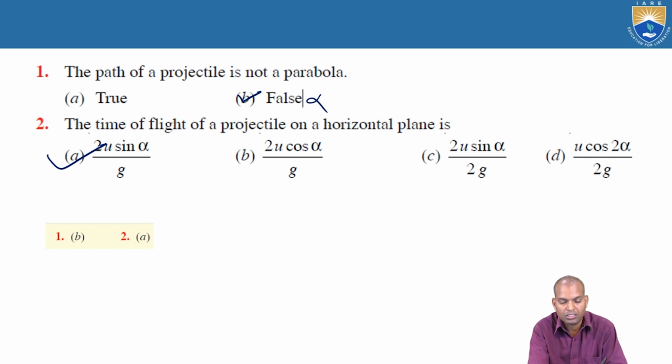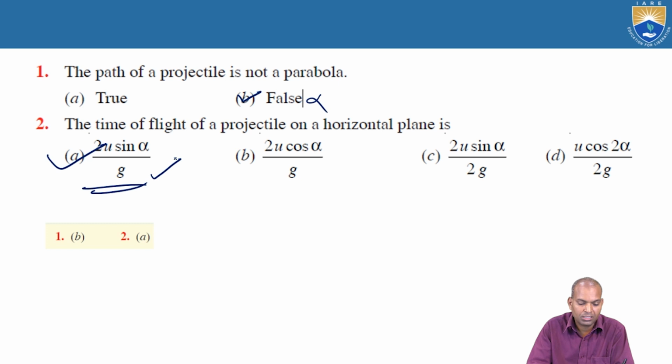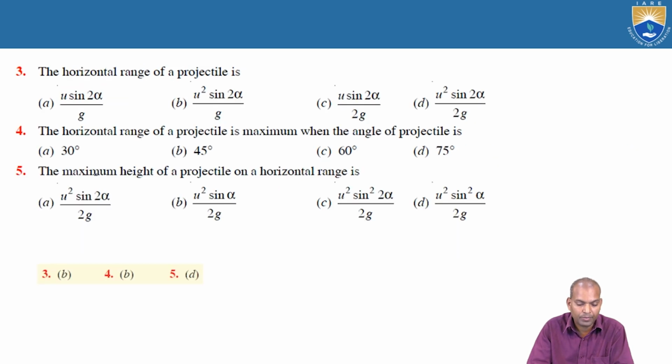Here it gives 2u cos alpha by g, 2u sine alpha by 2g, and u cos 2 alpha by 2g. So if you read all these expressions, you will forget the original expression. So better, whatever you know, directly make it. That is 2u sine alpha by g, the time of flight of a projectile on a horizontal plane.